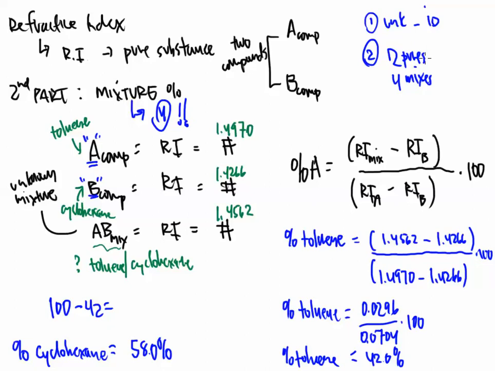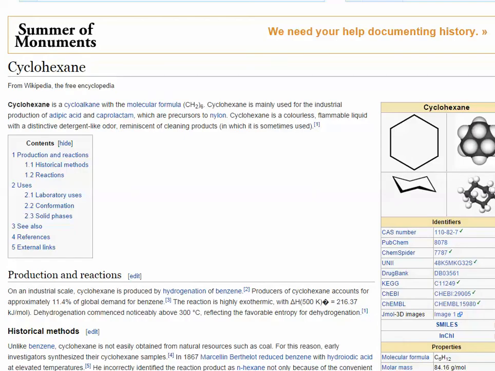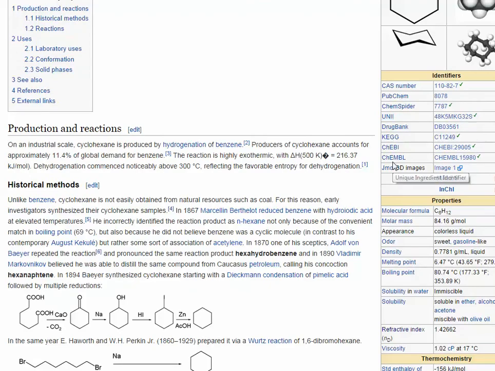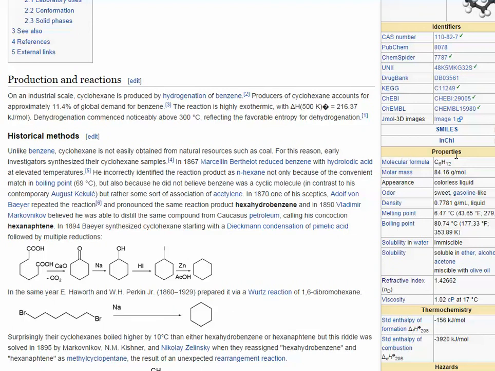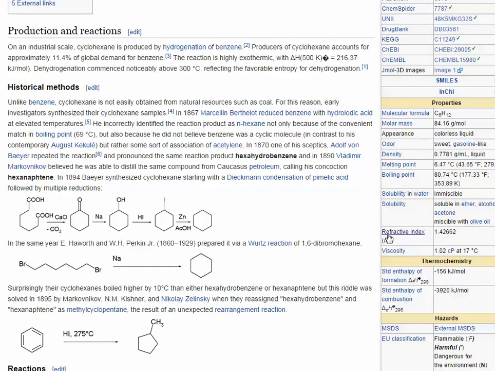Now, what if I'm given a question to look up refractive index? Where do I find that information from? Well, you can go to somewhere like Wikipedia and you can type in toluene or cyclohexane. This is cyclohexane here. And if I scroll down to the side and look at the properties of cyclohexane, I see a couple of different things here that go by physical properties, and one of these that I will see is refractive index, and refractive index is listed 1.42662. So they've gone a little further than what our Abbe refractometer can provide. They've gone to 5 decimals instead of 4.